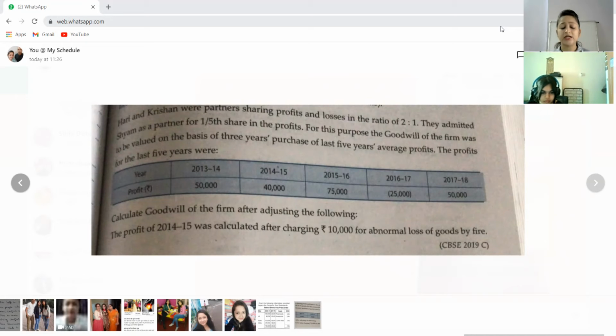Now, what is the mistake? The profit of 1415 was calculated after charging 10,000 for abnormal loss of goods by fire. Now, what is abnormal loss? See, you make a P&L, trading P&L, balance sheet in a business. Now you have two types of loss, normal loss and abnormal loss. What is normal loss? Which is always incurred in the business, like you have sold the goods less than cost price, you will face a loss, but this is a normal loss. But what is abnormal loss?